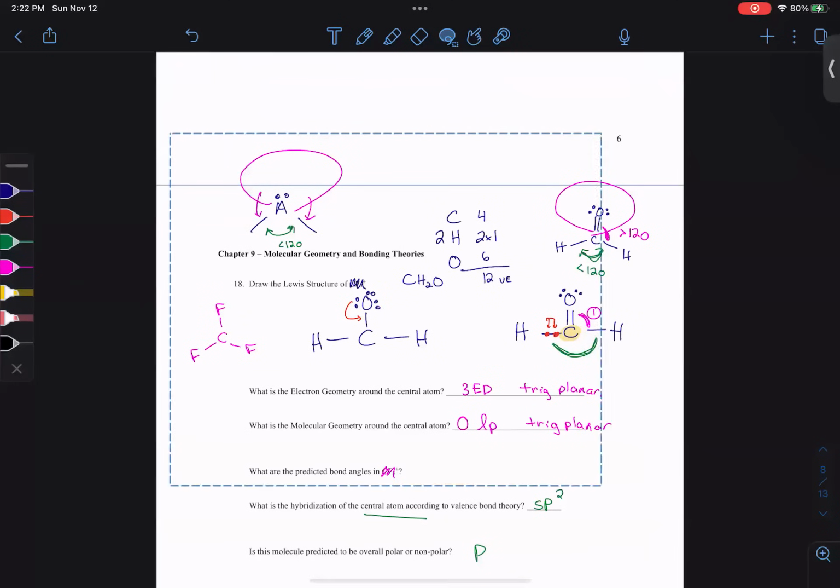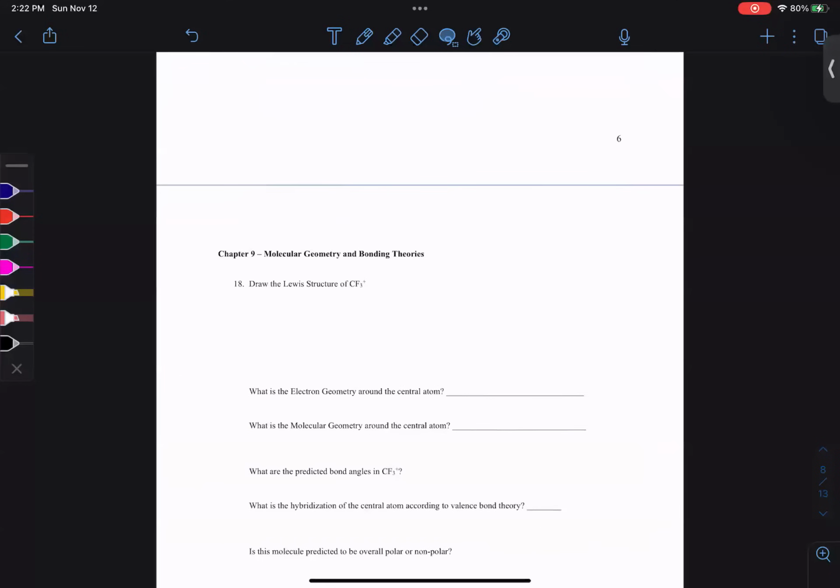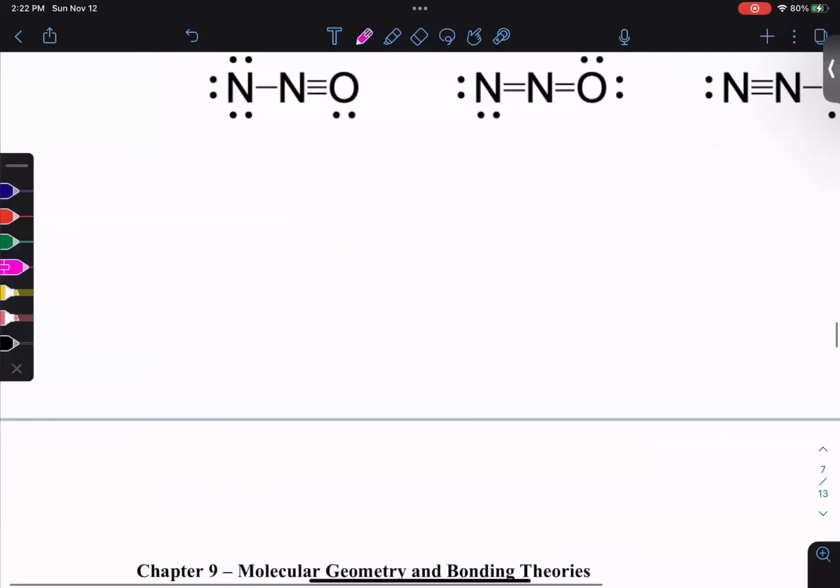I think there was one more question I wanted to ask. People keep asking me, if there's double bonds, is it always polar? No, it's not. So let's do an example with nitrate. Let's draw the Lewis structure for nitrate. So we got a nitrogen, so 5. 3 oxygens, so 3 times 6. It's an anion, so do we add an electron or remove an electron? Add one. Okay, so that adds up to 24 valence electrons.